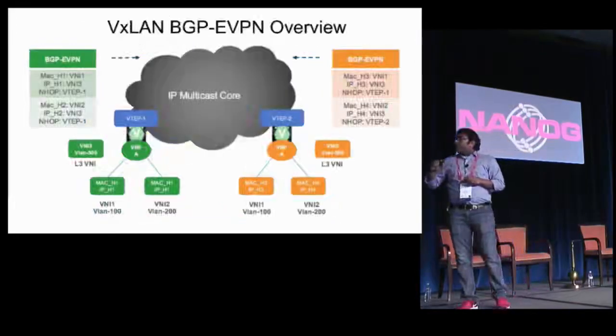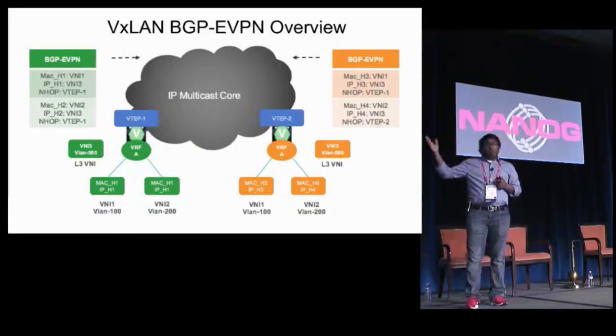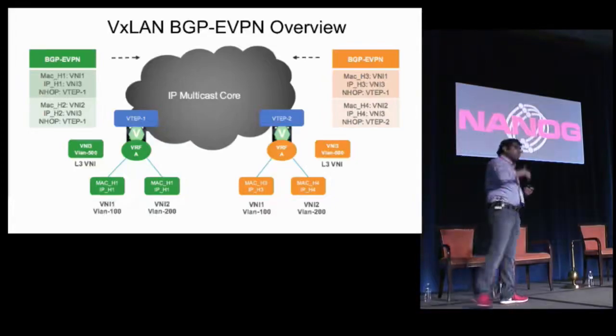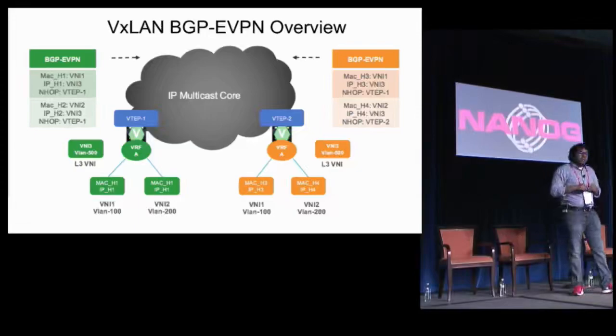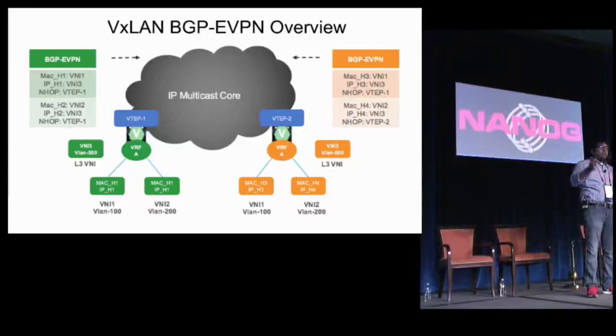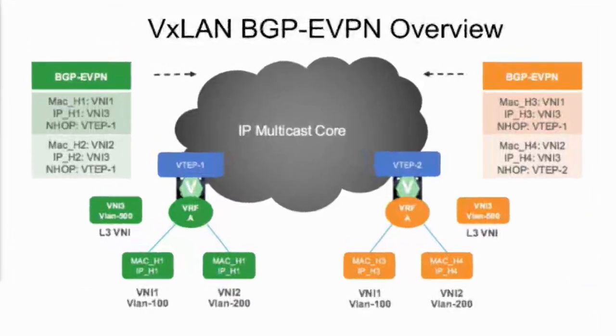So this is how your regular deployment will look. You have an IP multicast core, you will have spines and leaves, and on the leaves you will have the endpoints terminated. You will have different leaves that are part of a particular tenant. In the tenant you will have both layer 2 and layer 3 VNIs. Remember, there will be only one layer 3 VNI, and you can have multiple layer 2 VNIs per tenant. Over here, you can see the different layer 2 VNIs and one layer 3 VNI.